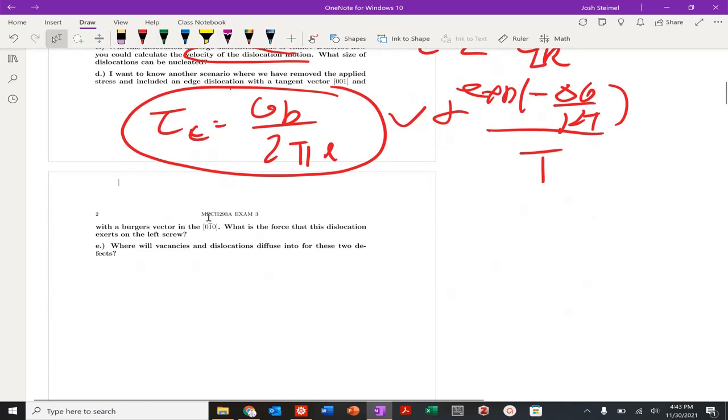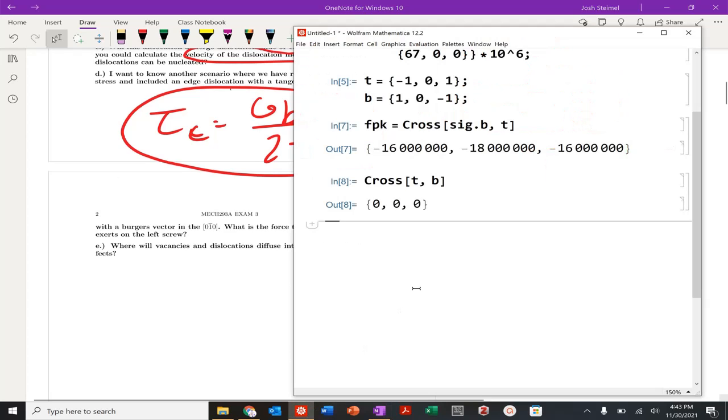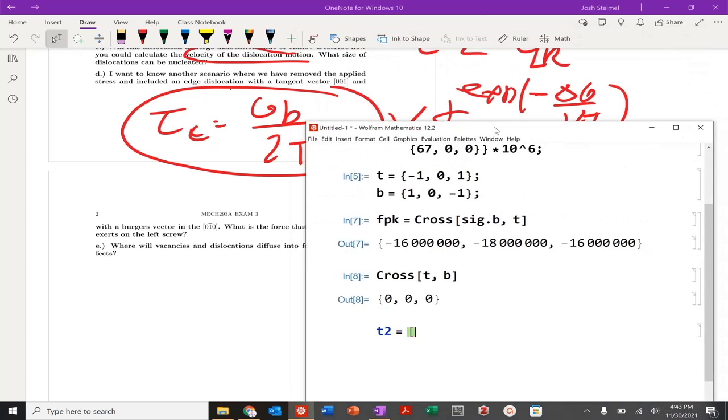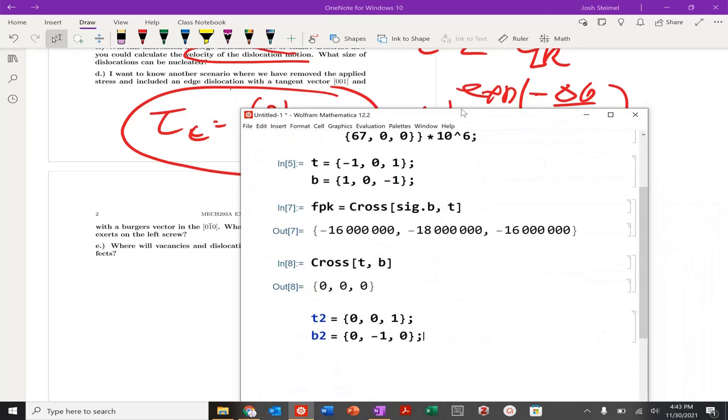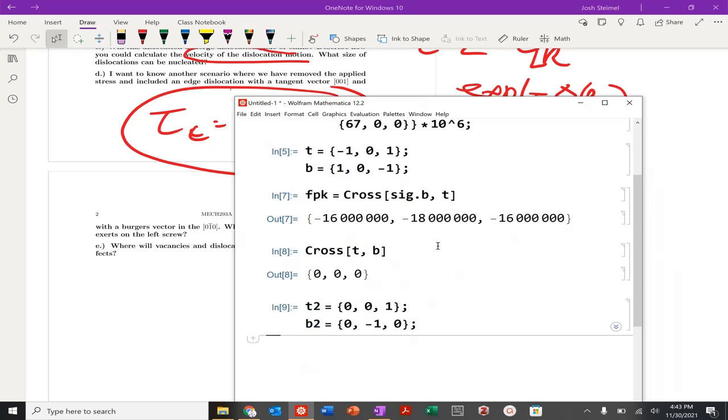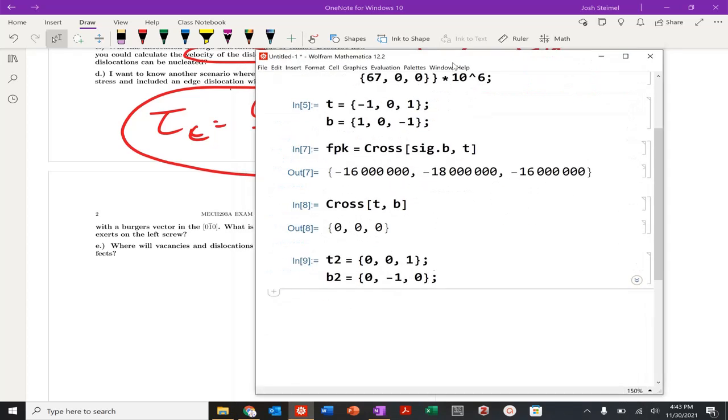I want to know another scenario where we have removed the applied stress and included an edge dislocation with a tangent vector 001 and a Burgers vector. So here we go. Now I've got tangent vector 2 is equal to 0, 0, 1. Burgers vector 2 is equal to 0, minus 1, 0. What is the force that this dislocation exerts on the left screw? So I've got my tangent vector, I've got my Burgers vector. So this is for an edge dislocation.